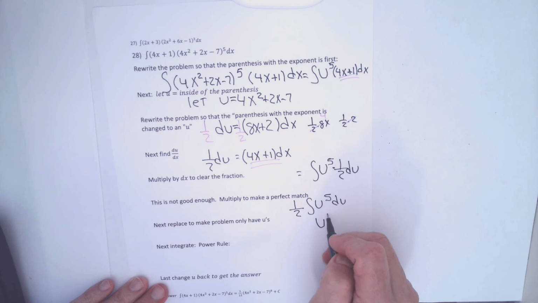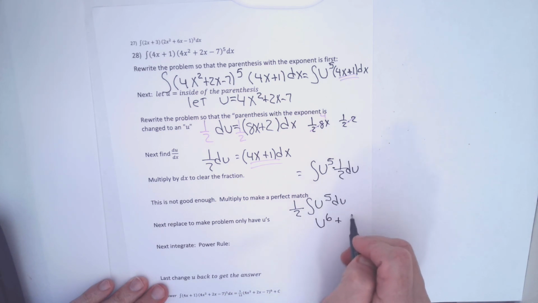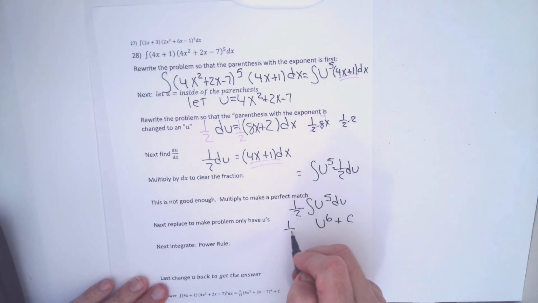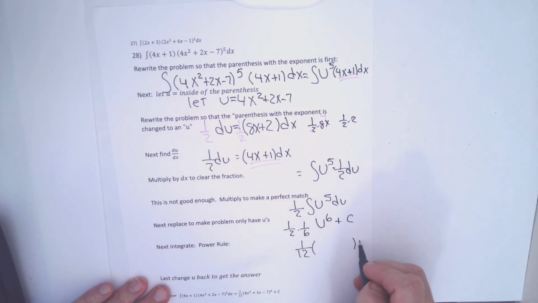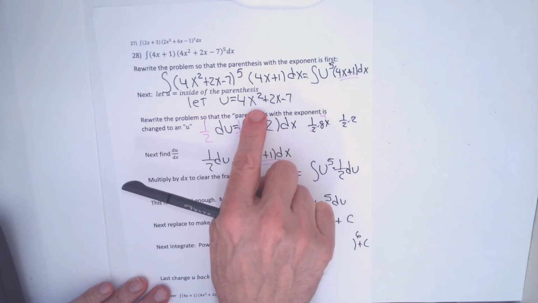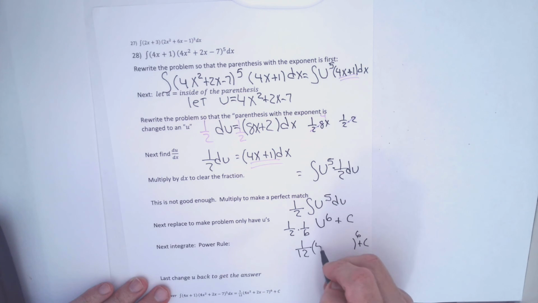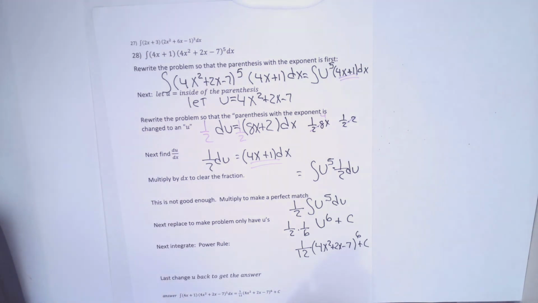Add 1 to the exponent, so my new exponent when I integrate is going to be 6, which means I need to multiply by 1/6. To do my multiplication and make the u into an x, the multiplication for the fraction is going to give me a 1/12. And then I'm going to change the u to 4x squared plus 2x minus 7. And that's perfect for my answer.